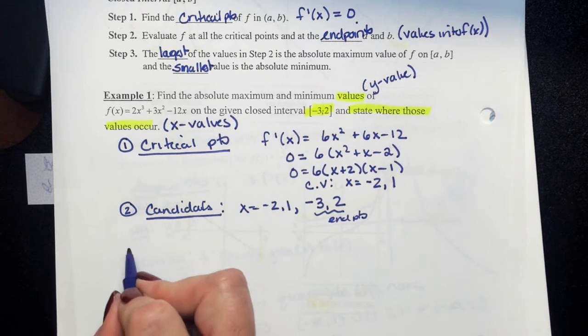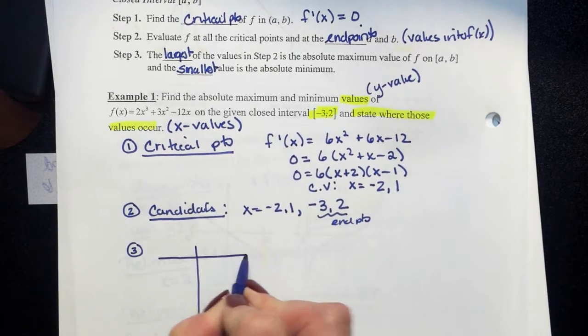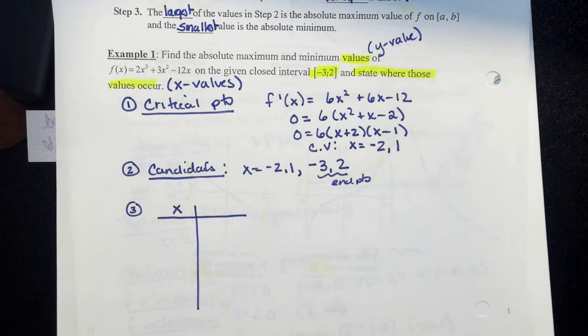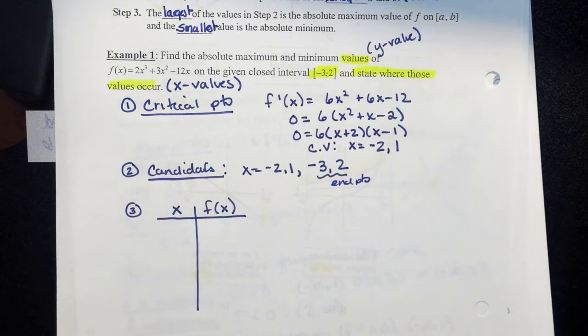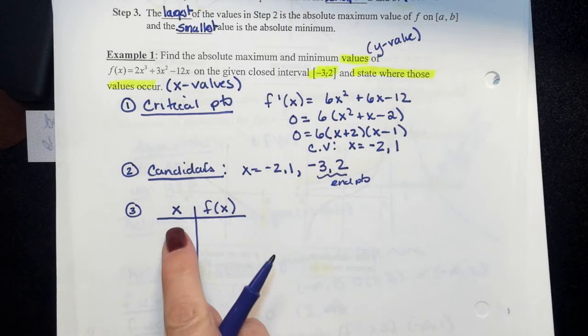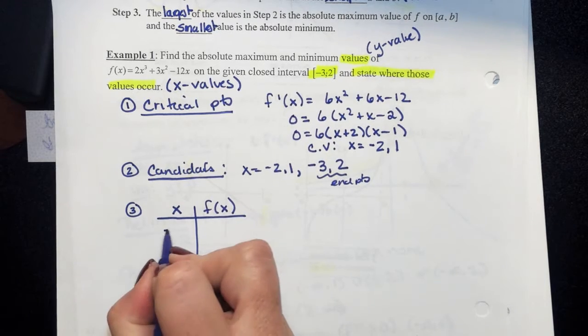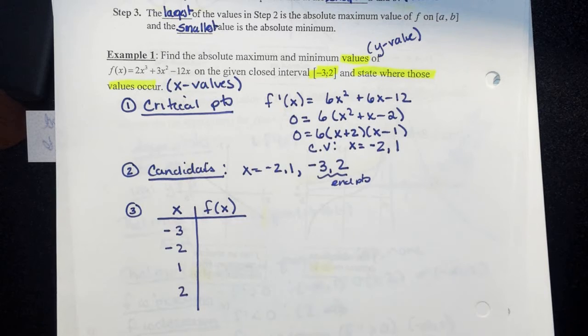So now what I always do is I always make a table. Just a table of values. My first column has the x values. My second column is my f of x. And in my x column I'm just going to list my candidates. So again, my candidates turned out to be -3, -2, 1, and 2.